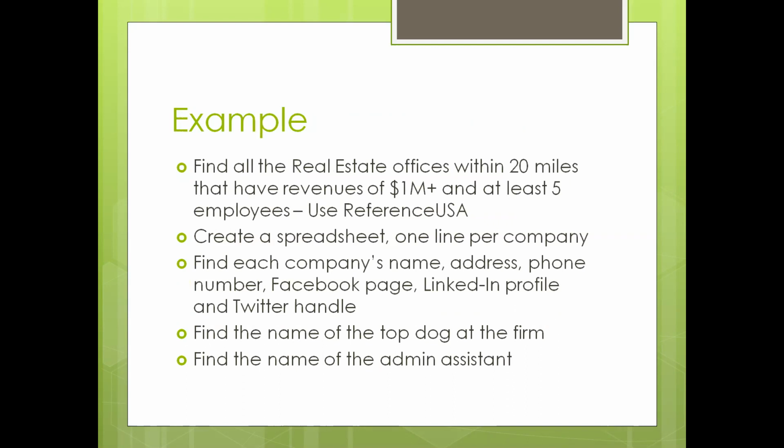Once you've got that list done, you're going to create a spreadsheet, 1 line per company, and you're going to start filling in information. This is building the hit list. You're going to find each company's name, address, and phone number, Facebook page, LinkedIn profile, and Twitter handle. Those last 3, Facebook page, LinkedIn, and Twitter handle, you'll probably need to Google for. You won't find those from Reference USA. You will likely find the name of the CEO or the owner of the company from Reference USA. That's often listed right in the search results. You'll have to dig a little bit to find the names of administrative assistants, but it's not too hard to do.